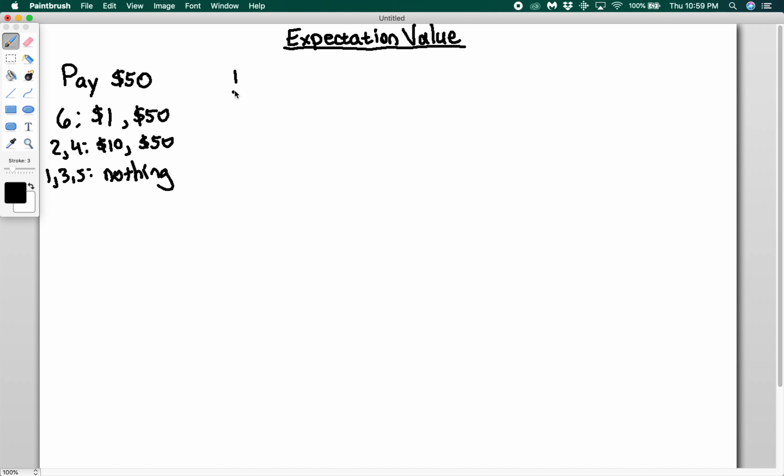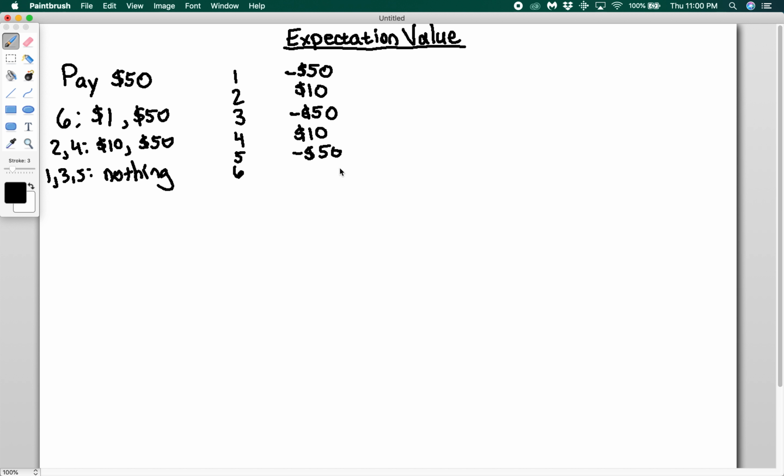So I'm going to list the different outcomes. 1, 2, 3, 4, 5, 6 are the different outcomes. And then what do I end up netting in terms of money as a result of rolling these things? So if I roll a 1, I lose $50 because I don't get anything back. I paid 50 and I get nothing. If I roll a 2, I get $10, right? I leave with my $50 and then 10 more than what I started with. 3, again, negative 50. 4 is going to be the same as 2. I net $10. 5, I lose $50.